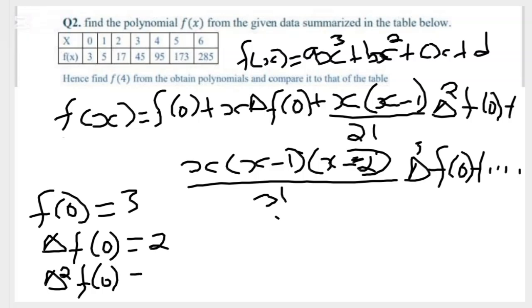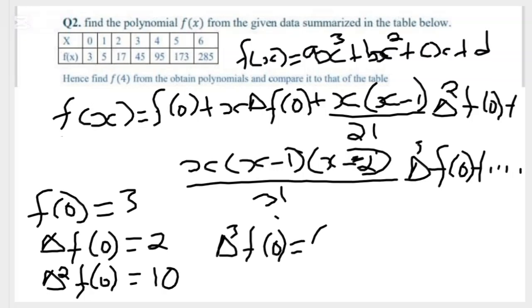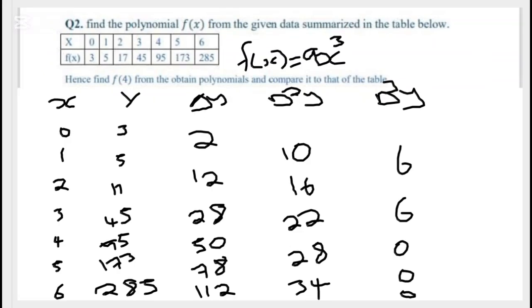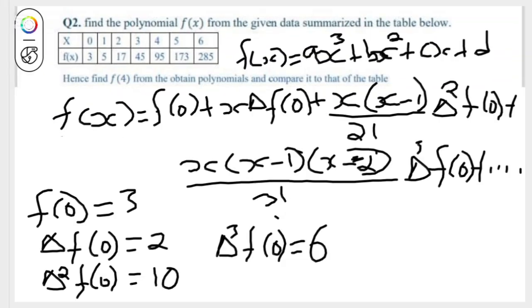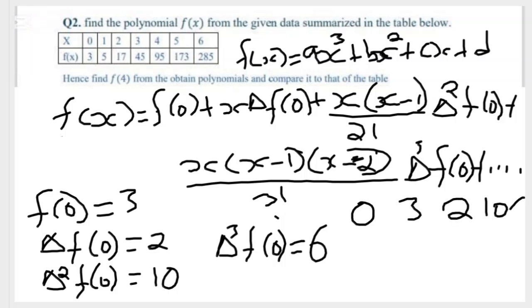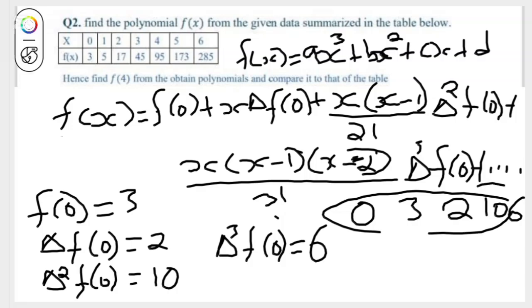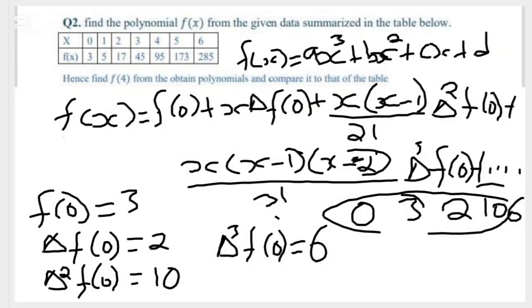Of this, f of 0 is the same thing as 10, and therefore the d power 3 of f of 0, it is the same thing as what? And 6. If you could recall, the values that we are putting here, from the table that I drew, we have numbers in there. We have 0, we have 3, we have 2, we have 10, and we have 6. So those are the numbers that we insert. We insert 3, we insert 2, we insert 10, and we insert what? 6. So you have to take note of that.